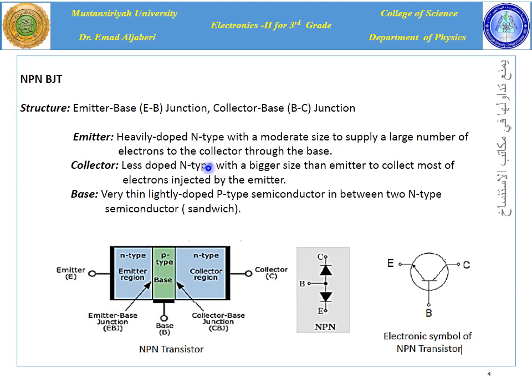We see here this is the representation of the PNP transistor. Between base and emitter there is PN junction diode, and here the anode, cathode. Also between base and collector there is a PN junction diode, and this is the anode and this is the cathode.